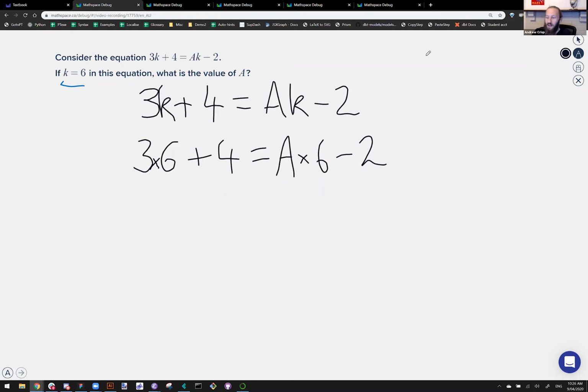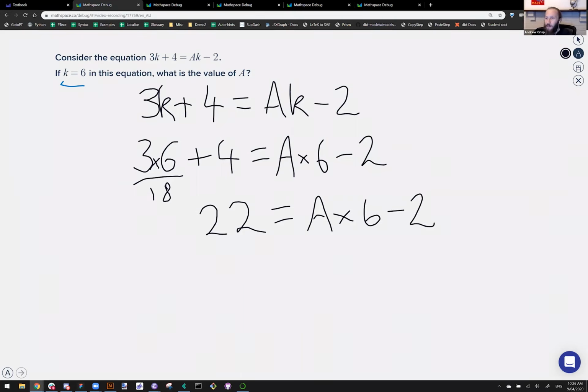All right. So to start off with, there are different ways that you can go about this. You could do this arithmetic on the left. Let's start by doing that arithmetic on the left. You don't have to, but it'll make things a little cleaner. 3 times 6 is 18, and adding 4 gives me 22 = a times 6 - 2.